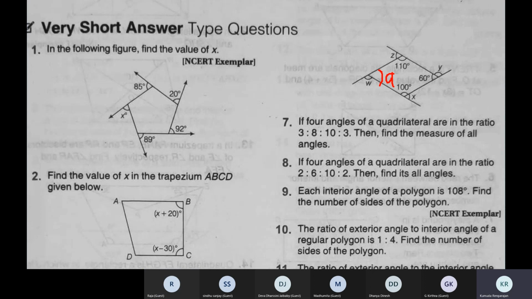Now substitute. What is A? 90 degrees. So 90 plus W is equal to 180. So W is equal to 180 minus 90. Yeah, so W is equal to 90. Very good. Thank you, Raja. Good. So children, complete it, and you should find X, Y, Z, and W, and add all this now. X plus Y plus Z plus W should give you 360.